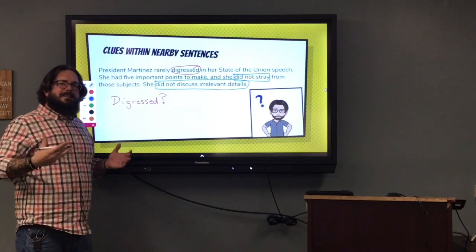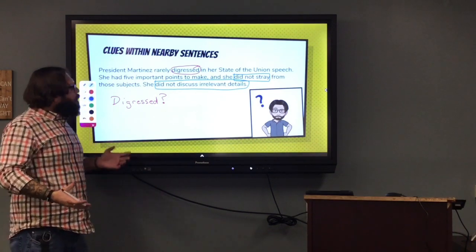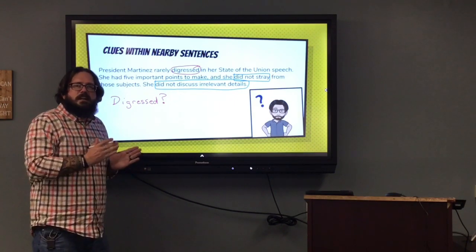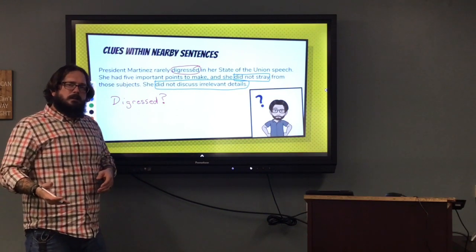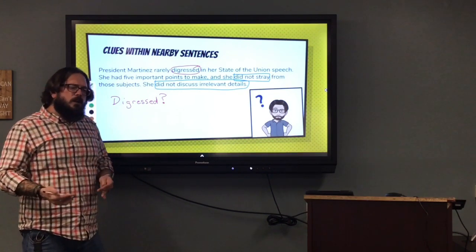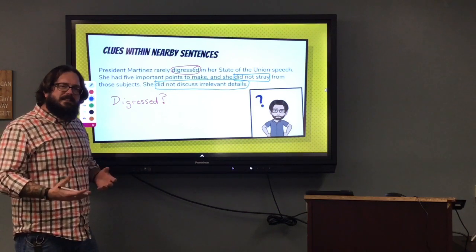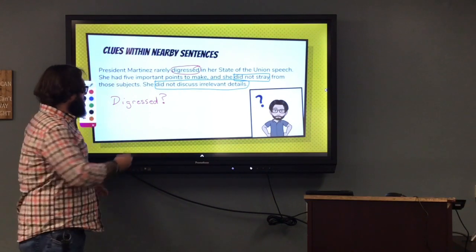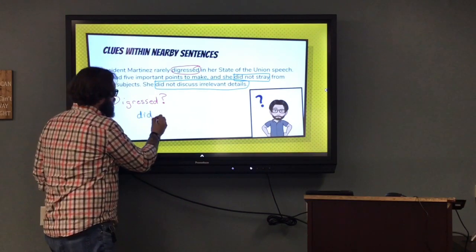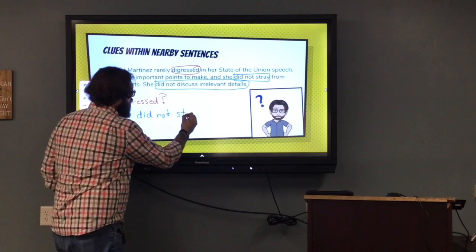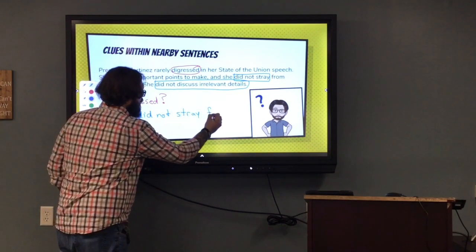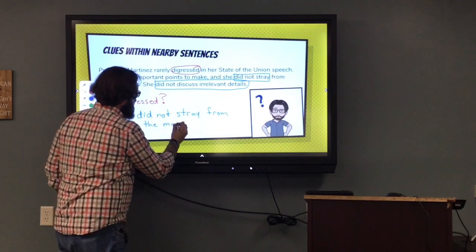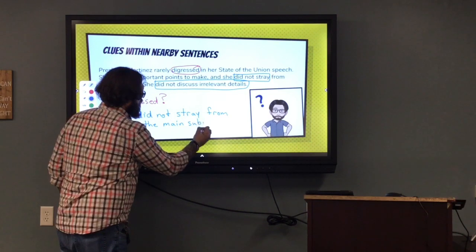So what does this mean? Well, if we look at this passage, it's saying that she stuck to her 5 points and she never moved away from those. So based on the clues that are given, we can determine that digressed means that she did not stray from the main subject or the main topic.